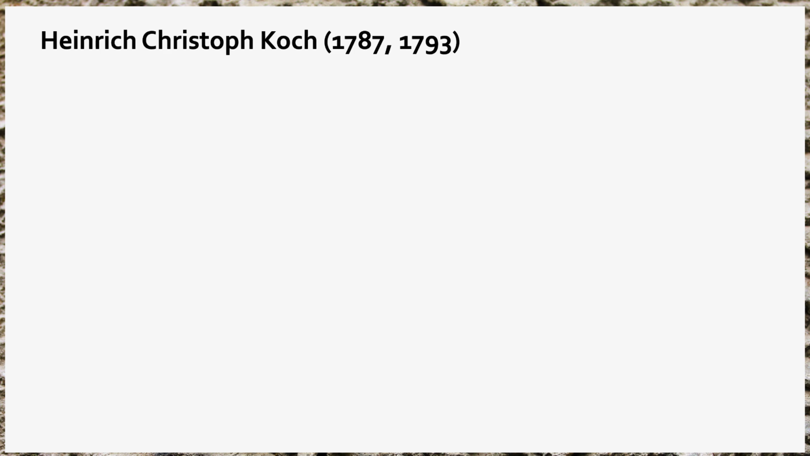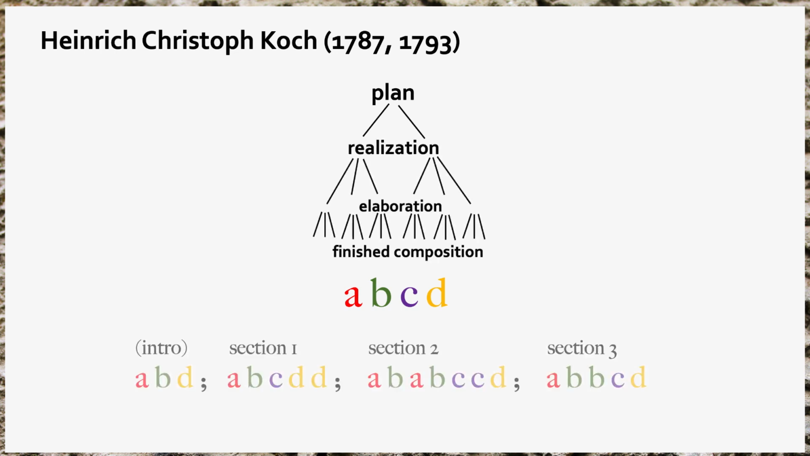In his treatise, Koch advises composers to begin by first coming up with a plan. According to his view, a plan should present all of the movement's themes, roughly in the order they'll appear within each of the movement's sections. For the next stage of the compositional process, Koch recommends that the movement's individual sections be worked out and elaborated. He suggests that each section be based on either all or part of the plan, sometimes condensed, sometimes expanded.